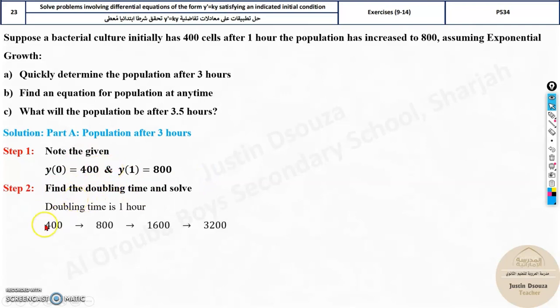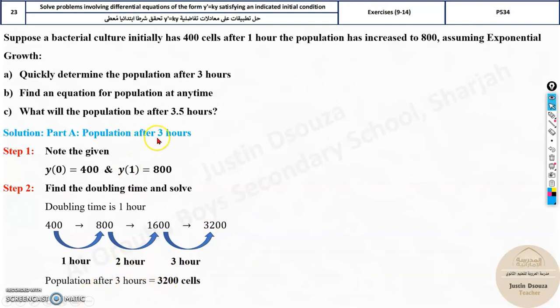Then what will be the next thing? After 1 hour it's 400, 800. It'll multiply. After 2 hours it's 1600. Again it'll be the same thing. It'll multiply, and after 3 hours, it's 3200. Since they asked only till 3 hours, we will stop. But if they had asked for 4 hours, it'll be 6400 and so on. That is the population after 3 hours. That's it, part A is done. What about write an equation for population at any time?